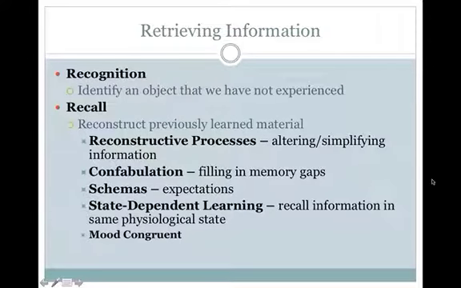All right, when we retrieve our information, we have something called recognition and recall. Recognition is when we identify an object that we have not experienced. So recognition, if you think about it, your brain and your body is adapting to something that has not happened before. So if you first experience flight, you're on your first airplane ride ever, well, this is not an experience you've ever had. Maybe you've been on a roller coaster before, but you've never experienced the magic of flight.